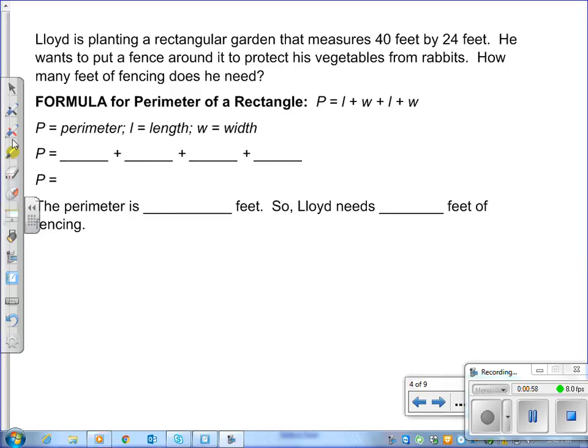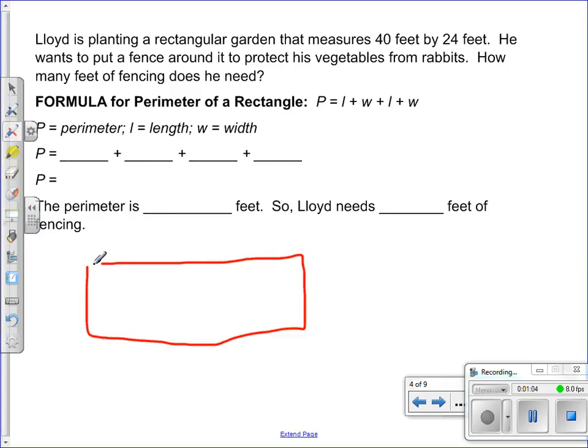Now, I always like for you to draw out what you're solving. So if you think about the rectangle, which is not a really great one, but we'll deal with it. The length of our rectangle is going to be 40 feet, and the width of our rectangle is going to be 24 feet. Now he wants to put a fence around the garden to protect his vegetables from those rascally rabbits. So we want to know, how many feet of fencing does he need?